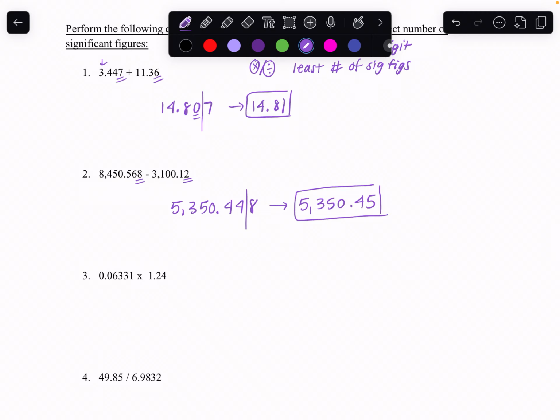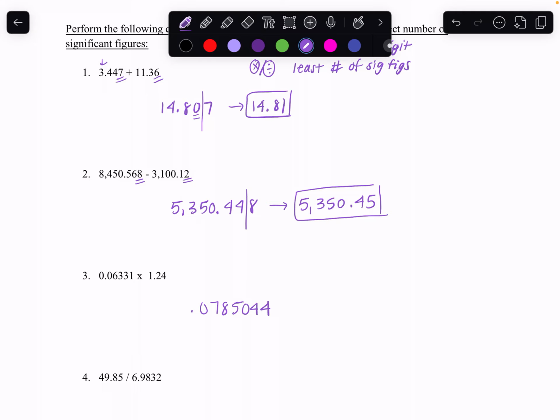So I'm going to plug this stuff into my calculator for number 3, 0.06331 times 1.24. And I'm popping out with a small number, but a lot of decimal points, 0.0785044. That's a lot of decimal places. So, first thing I'm going to do is count how many sig figs I have in each of my initial numbers.